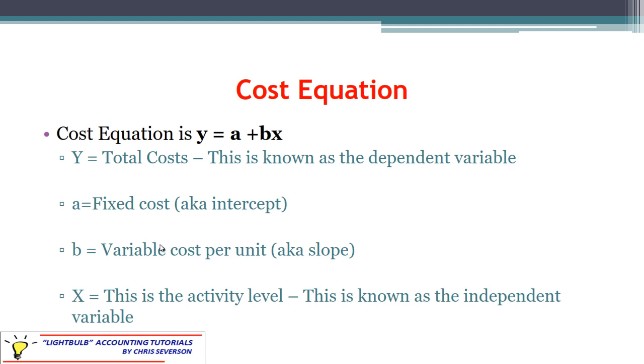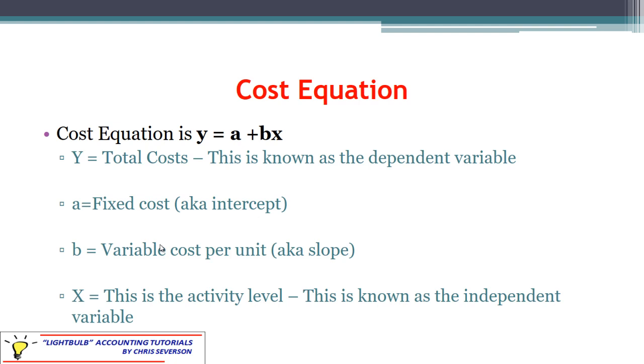B is the variable cost per unit. It's a rate per unit. Now this tells us, above and beyond the fixed cost, how the line slopes upward, increasing cost as we have more units of activity. This is sometimes referred to as the slope.